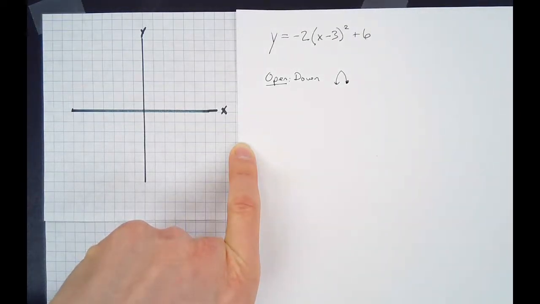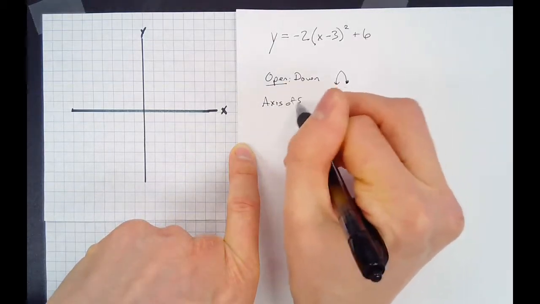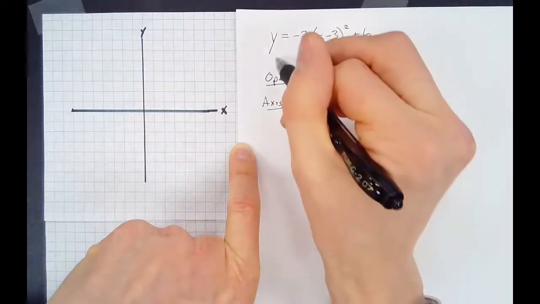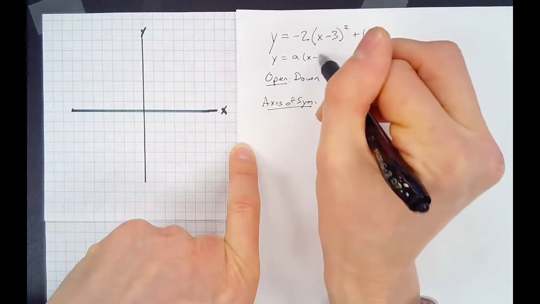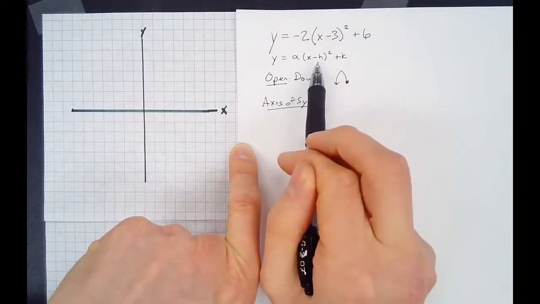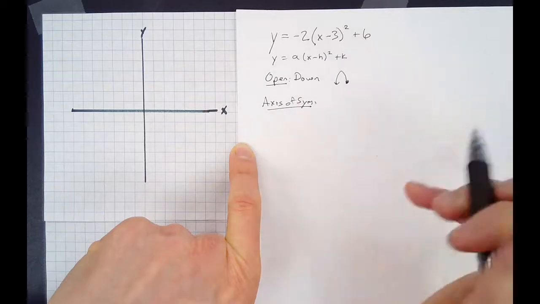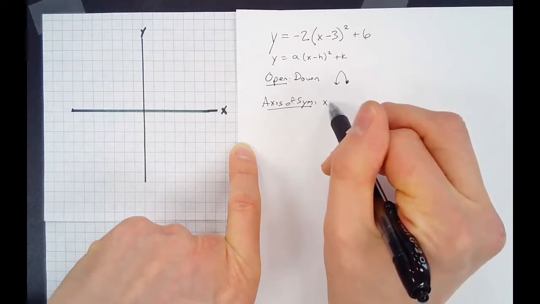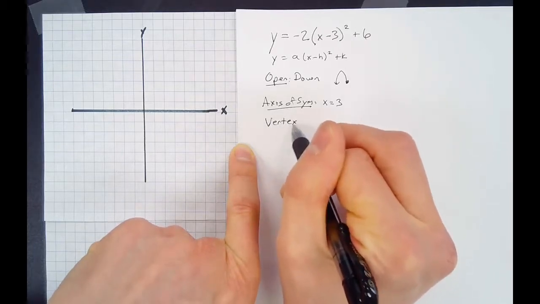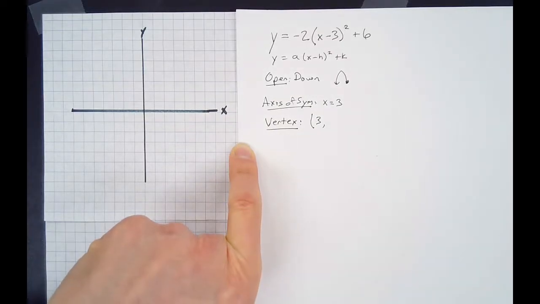The next thing I want to figure out is where the axis of symmetry is. If you think of what vertex form tells us, y equals a times the quantity of x minus h squared plus k, the axis of symmetry is going to be at the h value. So in this particular equation, h is equal to 3. So the axis of symmetry is at x equals 3. Now this is also the x value of the vertex. So I can start my vertex at the coordinate 3.